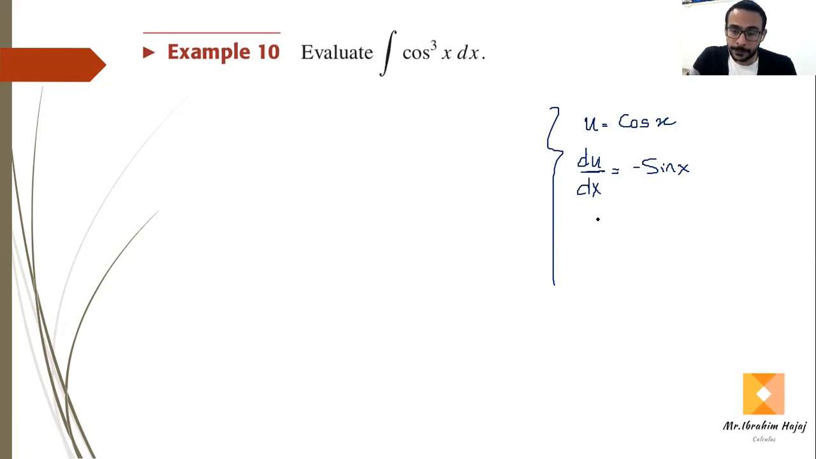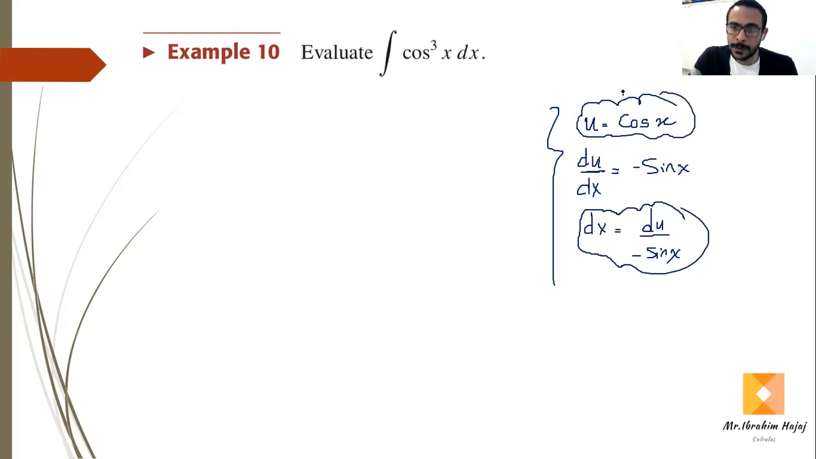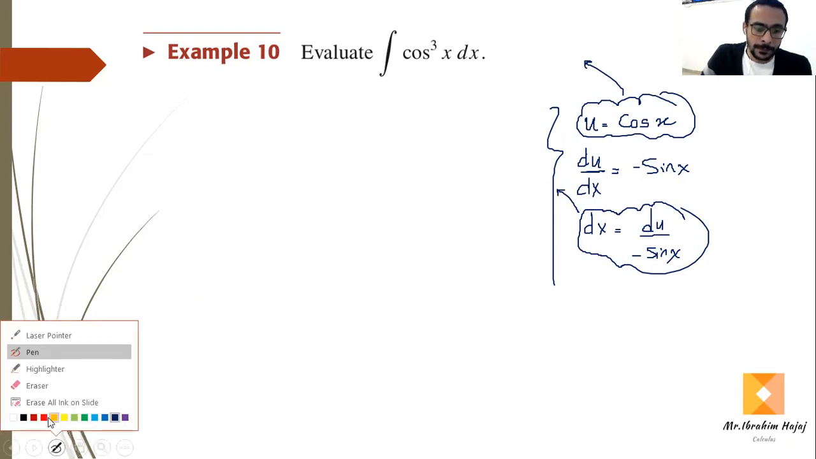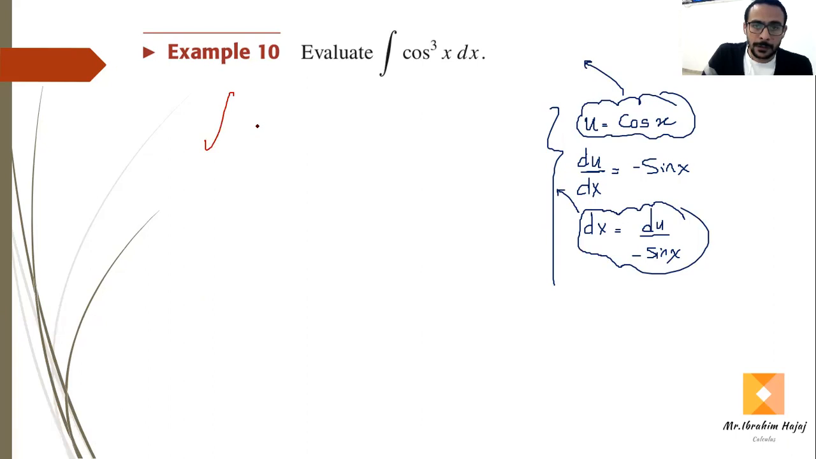Let's find dx directly: dx equals du over negative sine x. Use this step and the first step and substitute in the question. It will be the integral of u to the power 3, replacing dx by du over negative sine x. So we still have sine x, a negative sine here. What should we do?